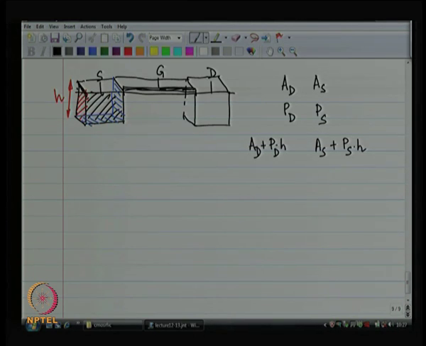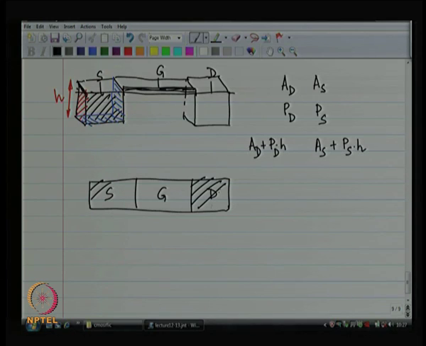All right. So, what is A d and A s? If I look at the top view, this is my gate, this is my source, this is my drain. So, A d is the area of the drain, A s is the area of the source, P d is the perimeter of the drain, and P s is the perimeter of the source.